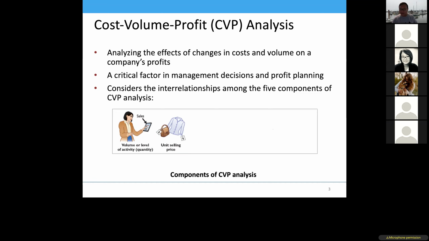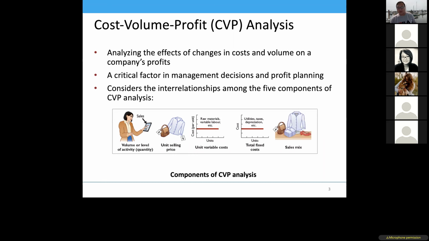Sometimes if the market is very competitive, the selling price is not determined by you, it's determined by the market. So the unit selling price and the unit variable cost: how much it costs you, the variable cost, to manufacture each unit. And the total fixed cost: what is the amount of the total fixed cost for the company? And sales mix.